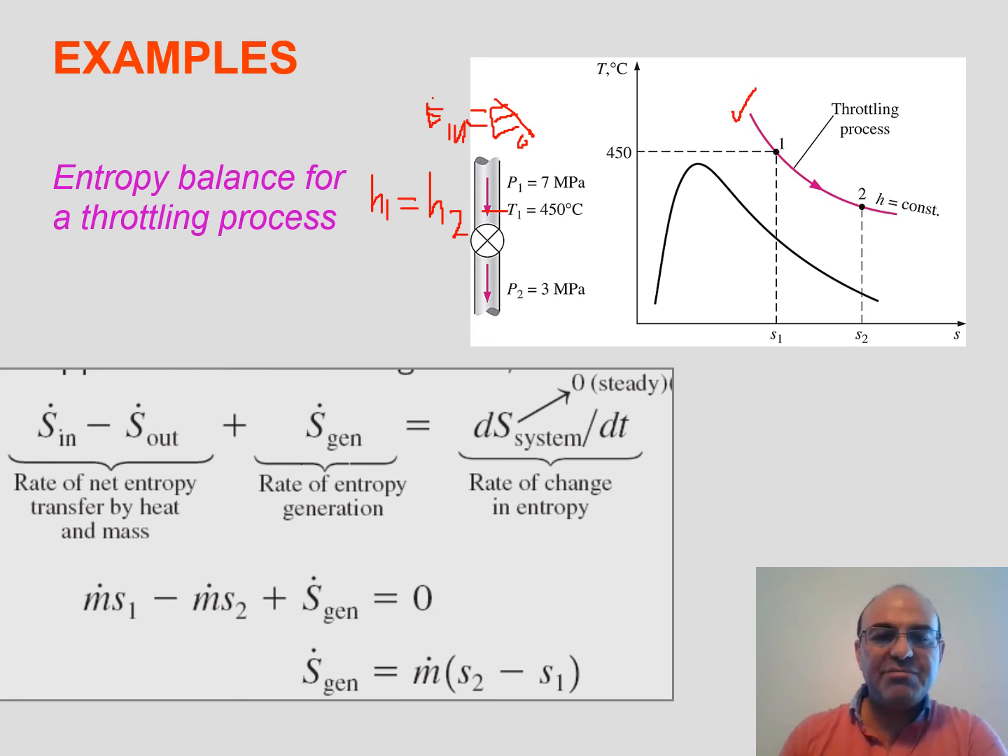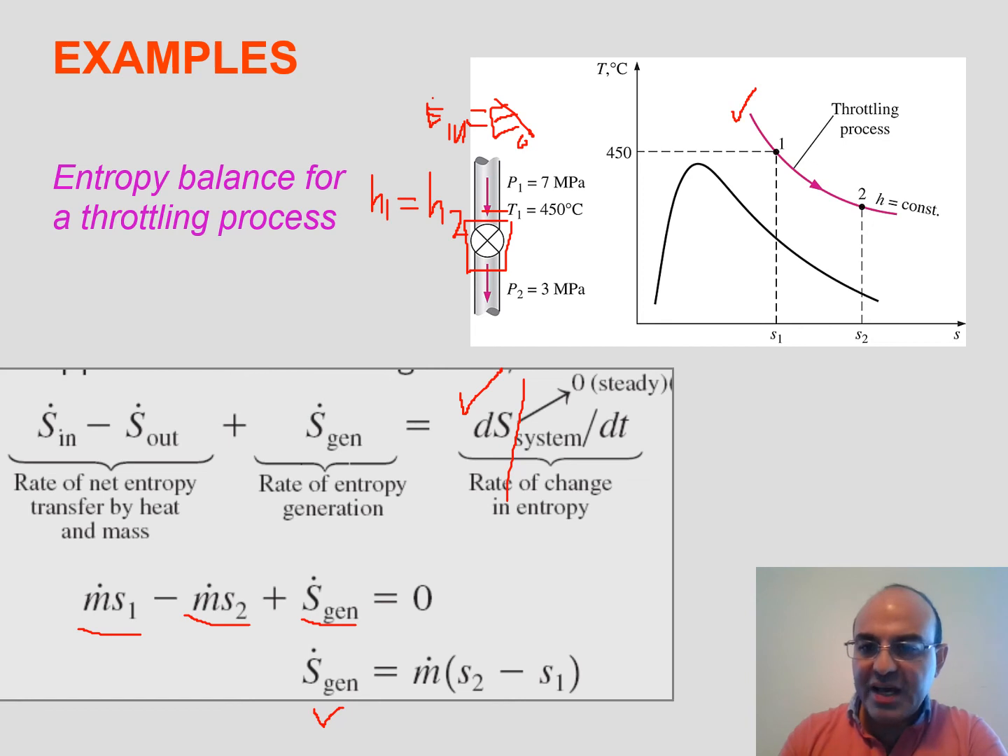So if we want to apply the principle of entropy balance: entropy in minus entropy out plus entropy generation is equal to delta S of the system. This is for a steady process, so this term is 0. Everything is in the rate form: S dot in minus S dot out plus S dot generation. So S dot in for this throttling process is equal to m dot s1, entropy coming in. This control volume is very small, so you are just looking at this part. This is your control volume, right? m dot s1 is coming in, m dot s2 is going out, plus S dot generation, and then on the right side equal to 0. So if you rearrange, S dot generation is equal to m dot (s2 minus s1).